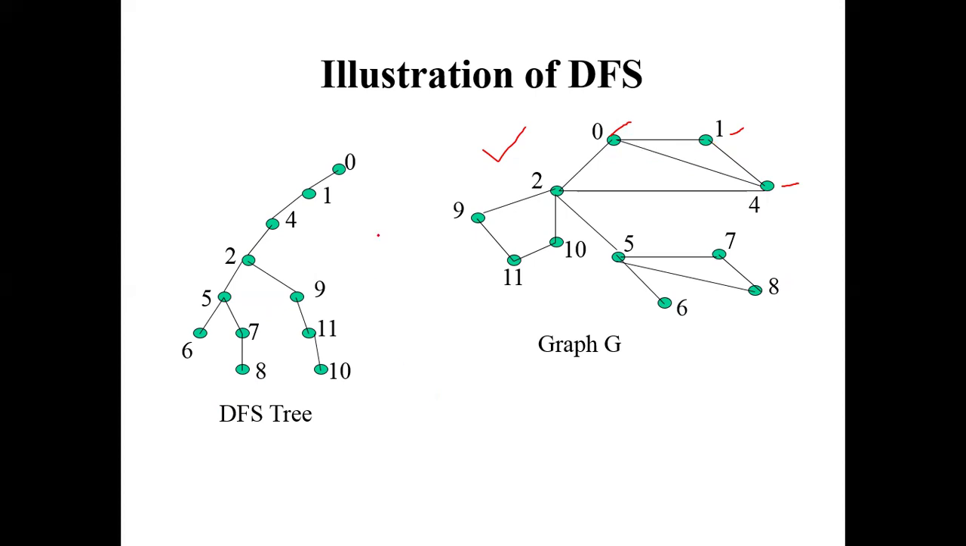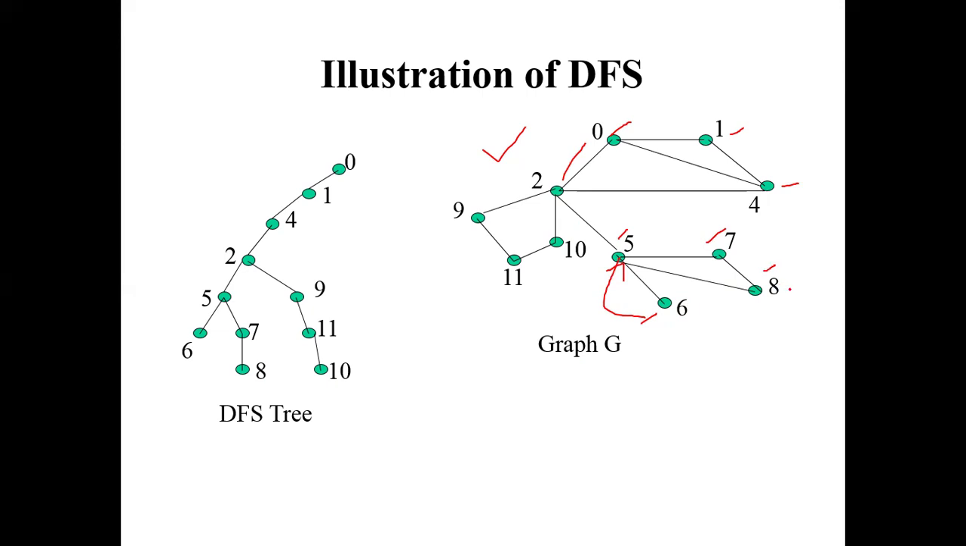Suppose I don't get any unvisited node, I will backtrack to the main parent and search for another path. So from node 0, I travel to 1, from 1 to 4, from 4 to 2, from 2 to 5, and then from 5 to 6. After reaching 6, there are no neighboring nodes for 6, so I go back to its corresponding parent. Here I am backtracking. From 5, I have another path, 7. From 5, I reach 7, and from 7, I reach 8.